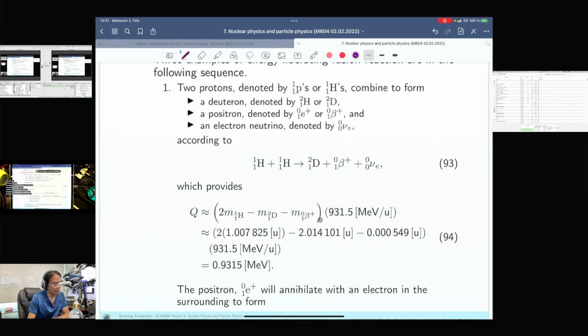And we need to multiply by 931.5 mega electron volt per atomic mass unit once we use the small m. Okay, if we use the capital M, we're going to say this is c squared, from the famous formula of Albert Einstein. Yeah, we use the mass of the hydrogen nucleus here, 1.07825. Please don't use the mass of the proton; this is the mass of the whole atom of the hydrogen. And here is the mass of the deuteron, 2.014101 atomic mass unit. The mass of the positron is very tiny because it corresponds to the mass of the electron, and you multiply by 931.5 again.